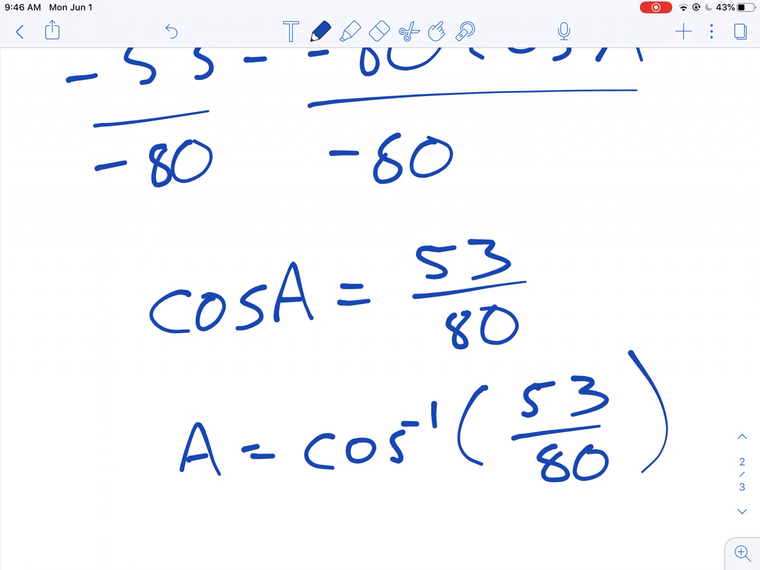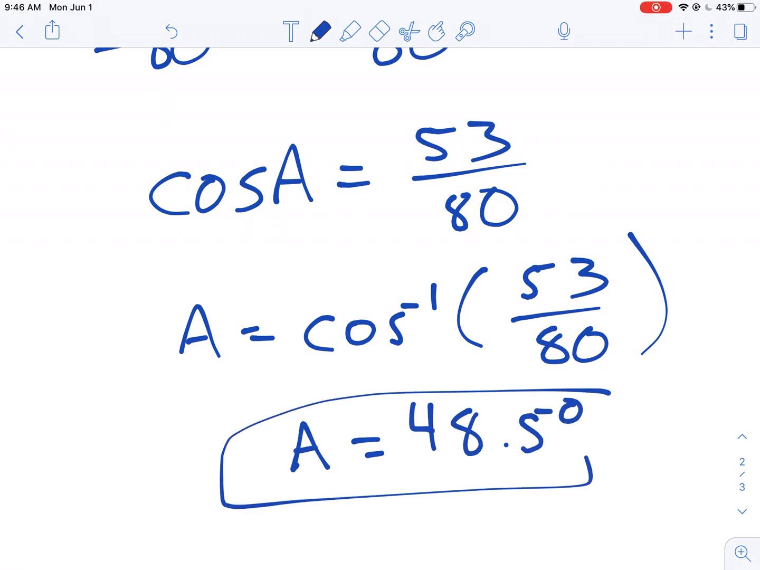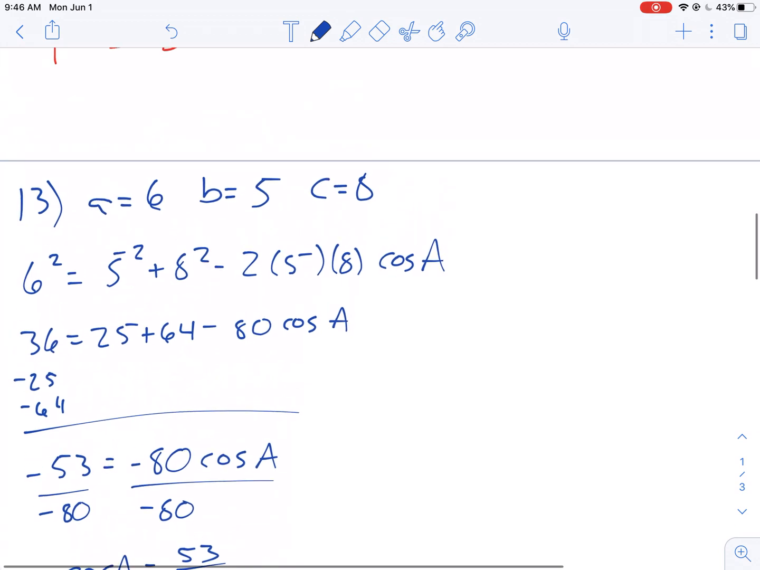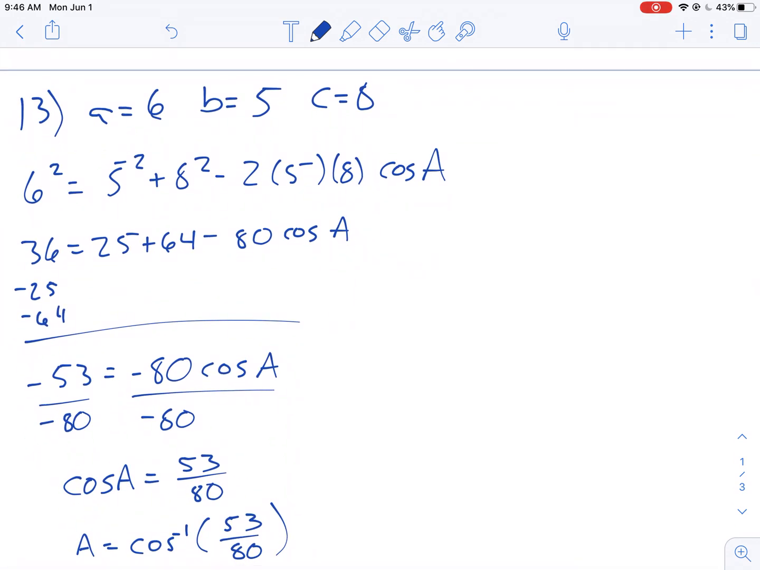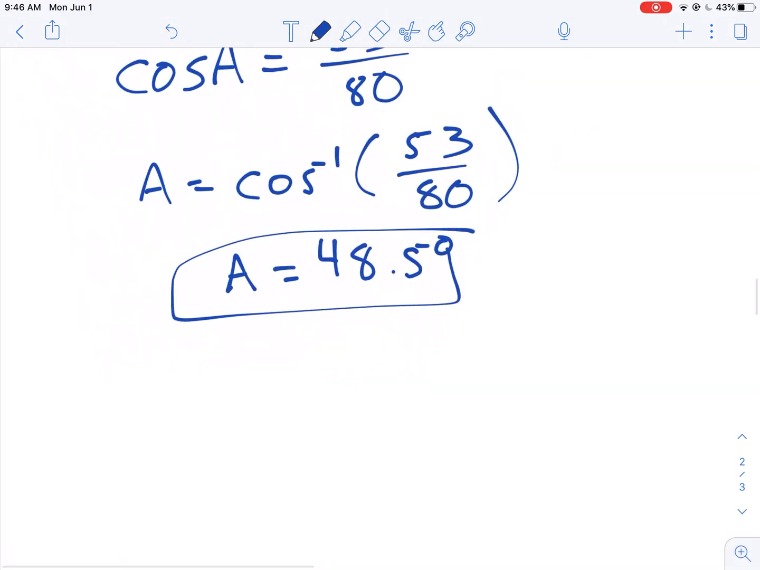So I plug that in, and you end up with your angle A equal to 48.5 degrees. This holds up. It shouldn't be bigger than C. It's going to end up being bigger than B, so we'll see what angle B is. Let's stick with alphabetical order.